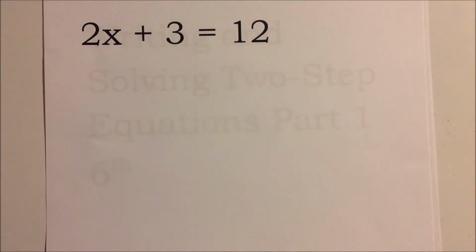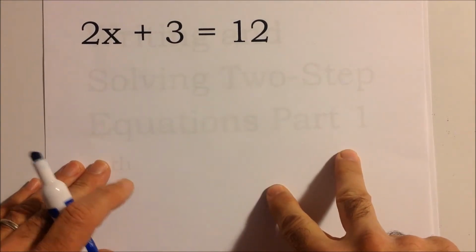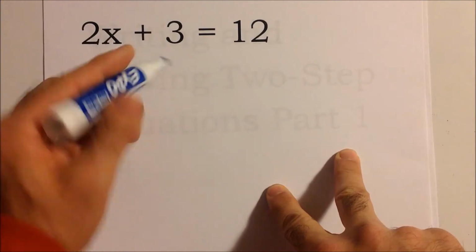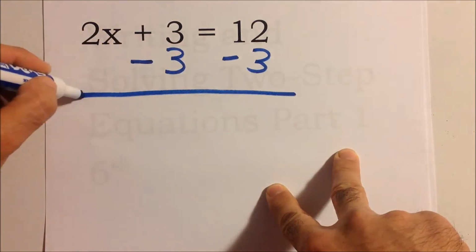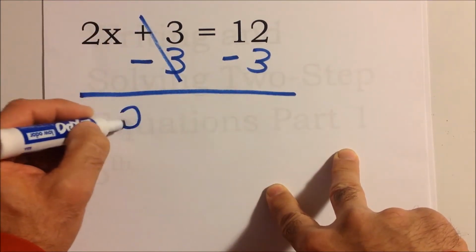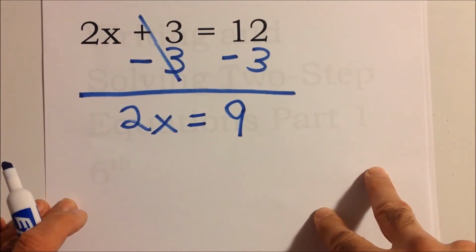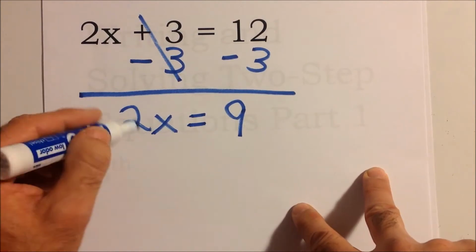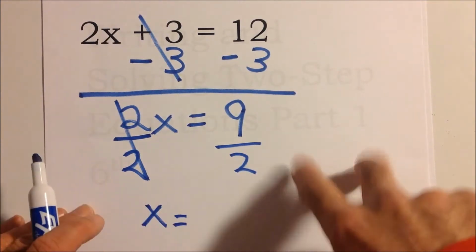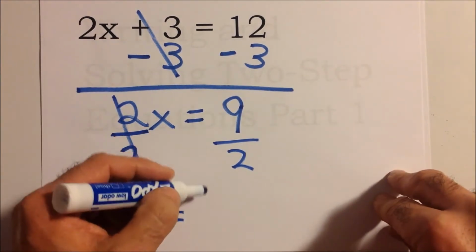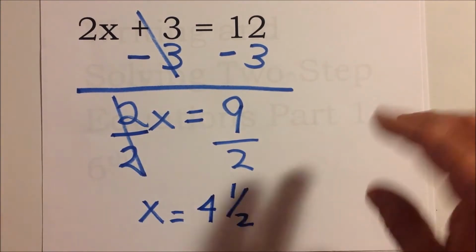Let's just review. Remember, you want to solve any addition or subtraction first, because you want the x, the variable, alone on one side of the equation. So we'll subtract 3. That cancels out, and now you bring down the 2x. We have 2x equals 9. And we want to divide by 2 because we want the x by itself. And x equals 9 over 2, or you can simplify that to 4 and a half, or 4.5. So that's how we solve that.